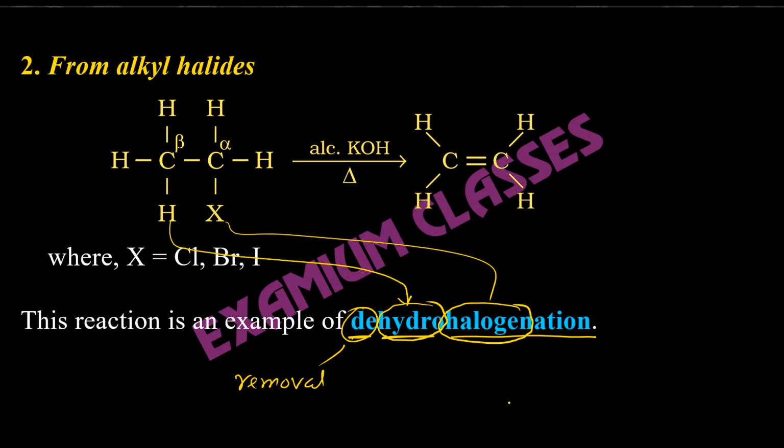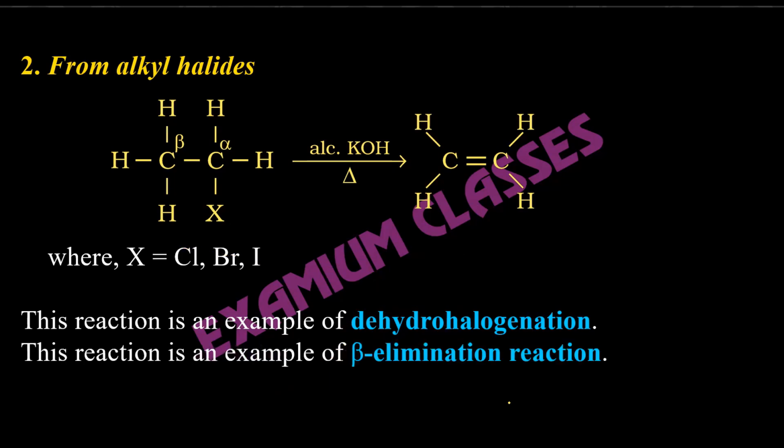This reaction might be asked just by the name. Give an example. What do you understand by dehydrohalogenation? Dehydrohalogenation is the removal of hydrogen and halogen from a molecule. An example is alkyl halides. When reacted with alcoholic KOH, by dehydrohalogenation, they produce alkenes. This reaction is also an example of beta elimination reaction.